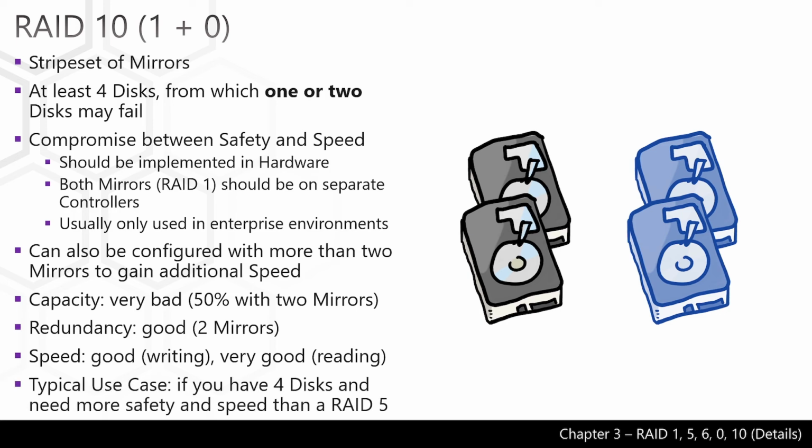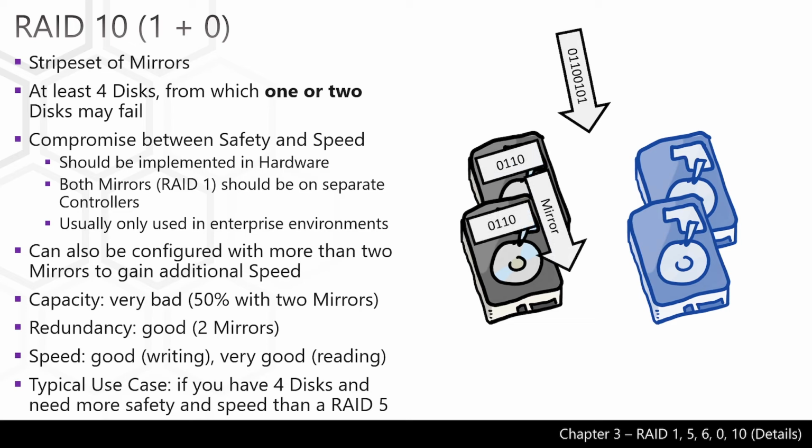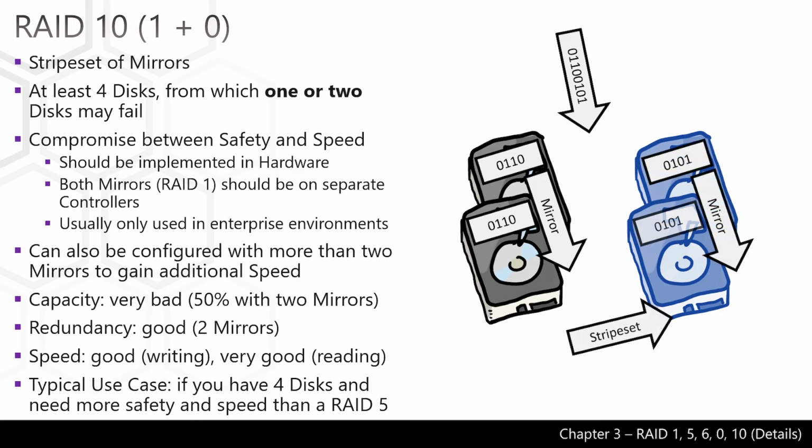A typical use case for a RAID 10 is if you have 4 disks and you need more safety and speed than with a RAID 5, for example. So the data arrives and it will be split between both of these RAID 1s. Half of the data goes to the RAID 1 on the left and half of the data goes to the RAID 1 on the right.